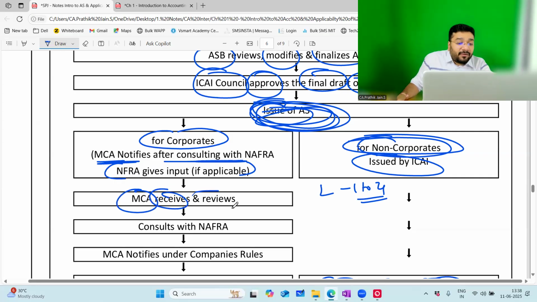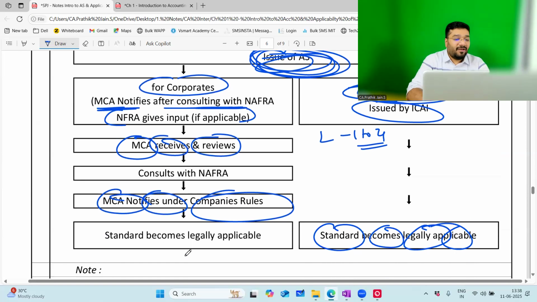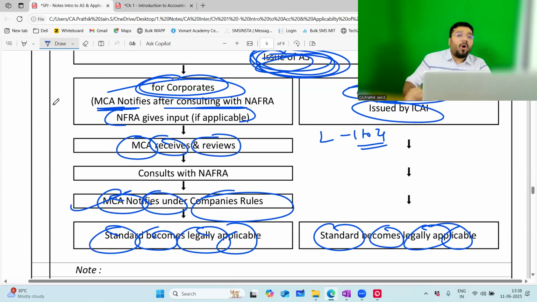MCA will receive and review that input. And later, MCA will notify under the Companies Rules 2006. Once it has been notified by MCA under these rules, the standard becomes legally applicable on all the corporates, companies. So this is how the accounting standard is made applicable in our country.